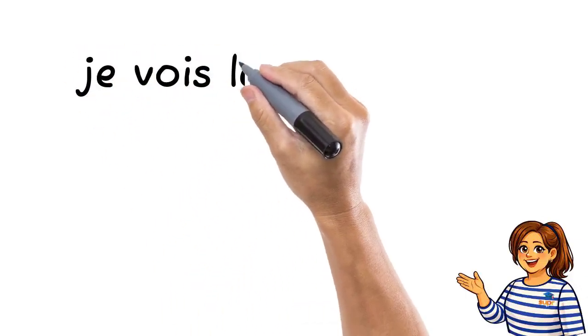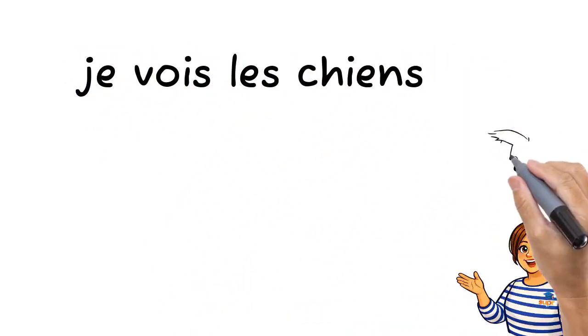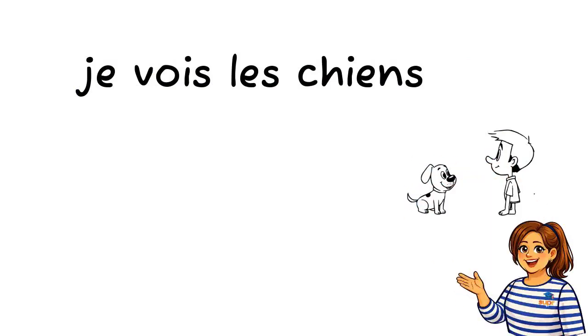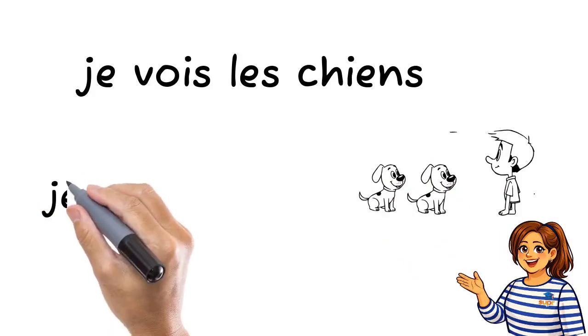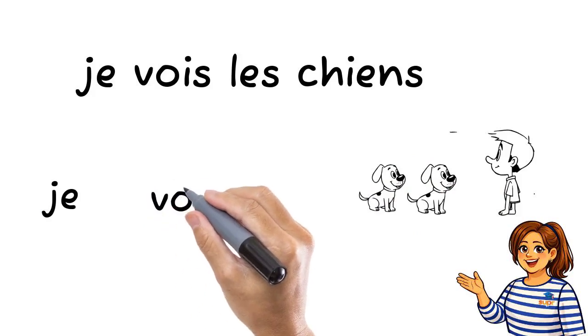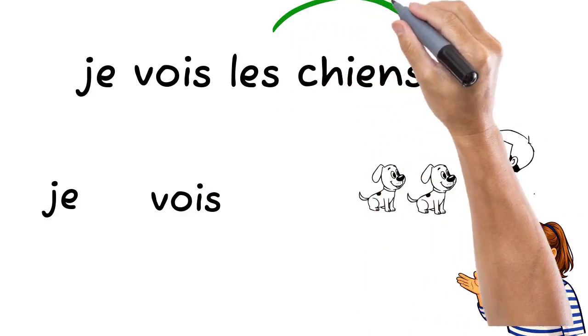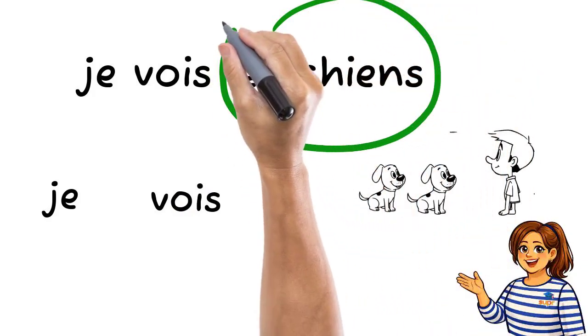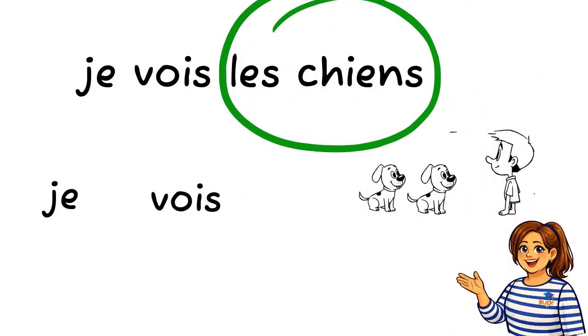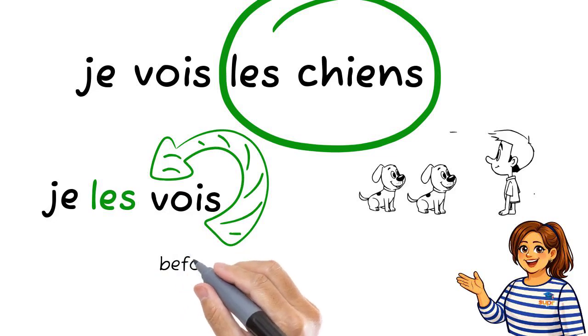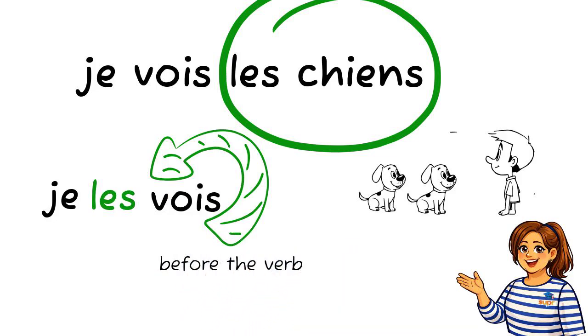Okay, and if we want to say, je vois les chiens, I see the dogs, and we want to replace the dogs with them, that would become our direct object pronoun. Again, we start with je vois, I see. And les chiens is what we want to replace this time. So our direct object pronoun for them is les. And again, it goes before the verb. So our sentence becomes je les vois. I see them.